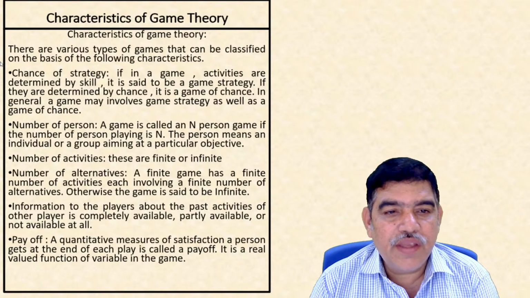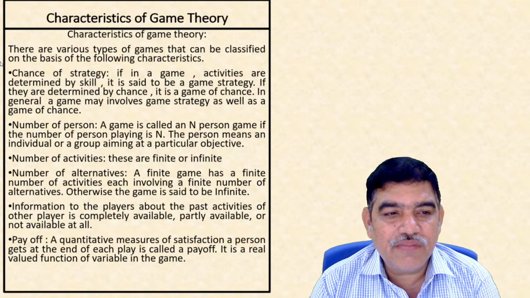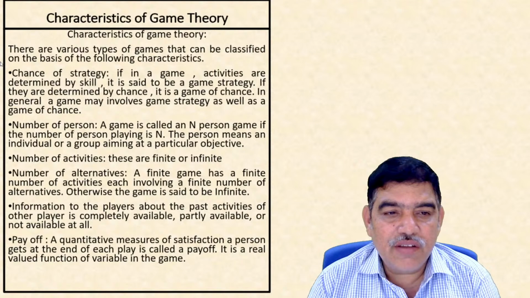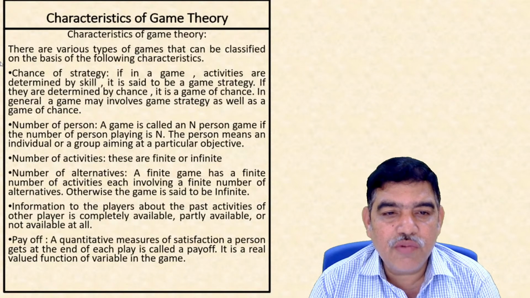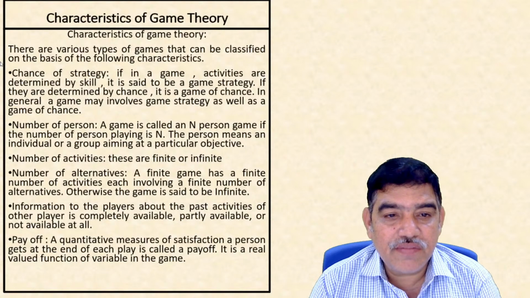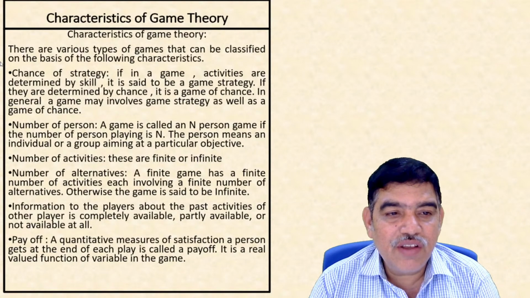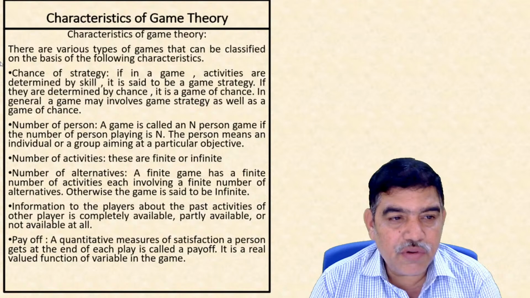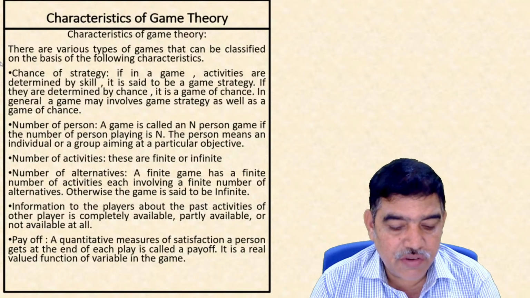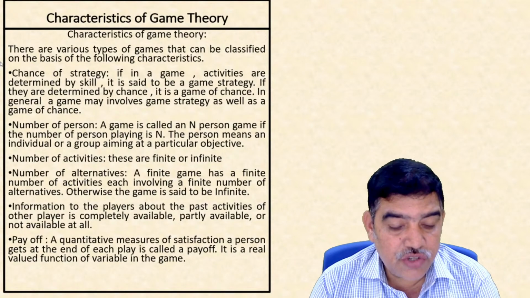Number of persons. A game is called an n-person game if the number of persons playing is n, because we know that always the game is played between two or more persons or players. The person means an individual or a group aiming at a particular objective. We may also consider the player an individual or a group of players, or institutions, or companies, or parties, etc.